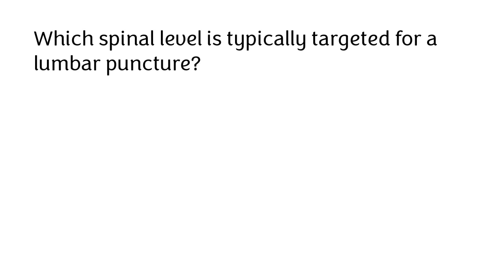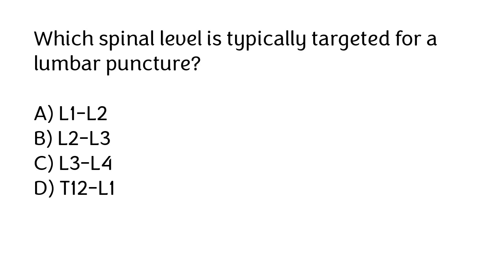Which spinal level is typically targeted for a lumbar puncture? L1 to L2, L2 to L3, L3 to L4, T12 to L1. The correct answer is option C, L3 to L4.